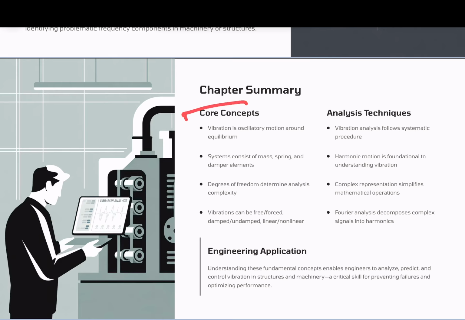Okay, first, the core concepts. First, vibration is simply oscillatory motion around equilibrium. Every vibration system can be broken down into three elements: the mass, spring, and damper elements. The number of degrees of freedom determines how complex the analysis will be, and the vibrations themselves can be classified as free or forced, damped or undamped, linear or non-linear.